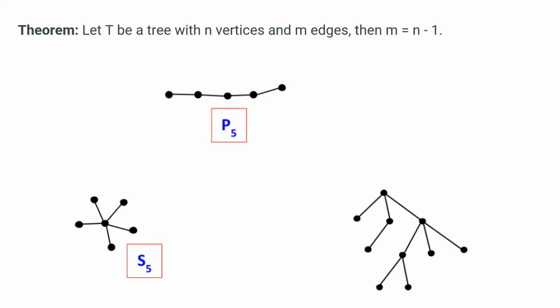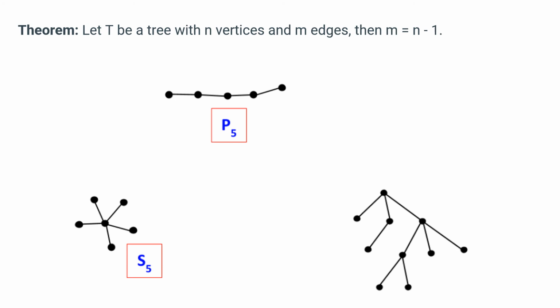Okay, we have another theorem that talks about how the number of edges and the number of vertices relate. It says, let T be a tree with n vertices and m edges. Then m is going to equal n minus 1. So this means we'll always have one less edge than we have vertices.